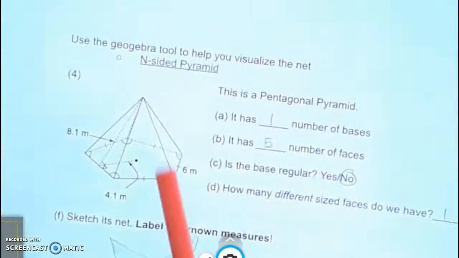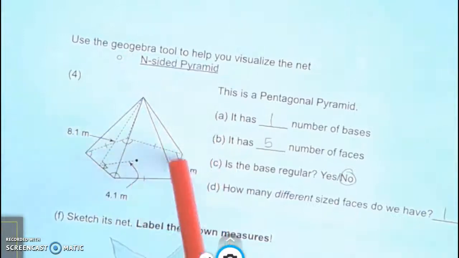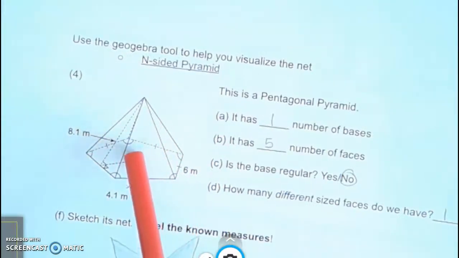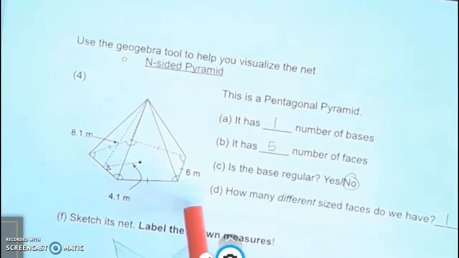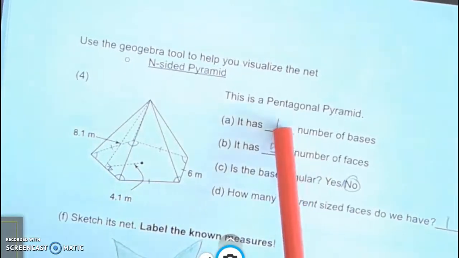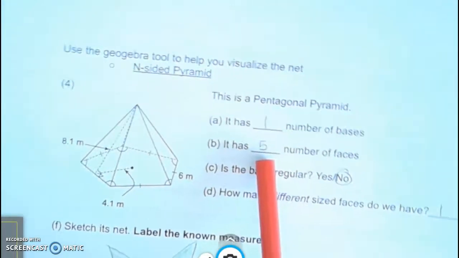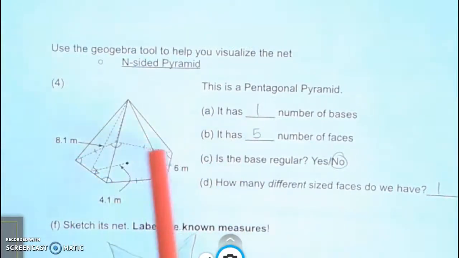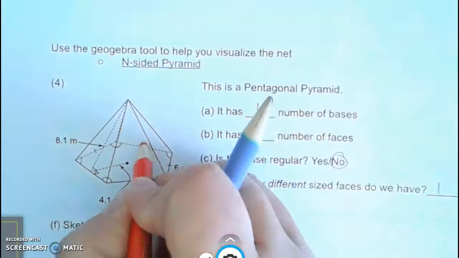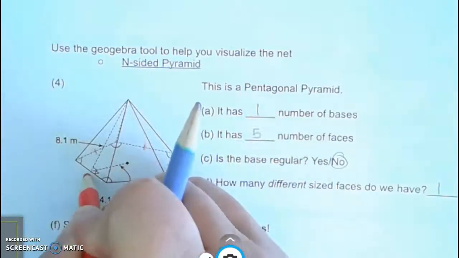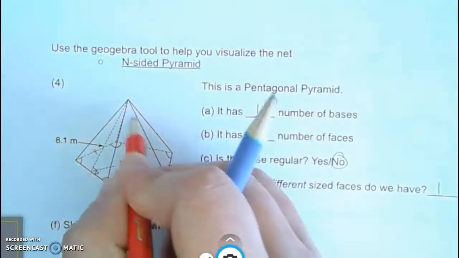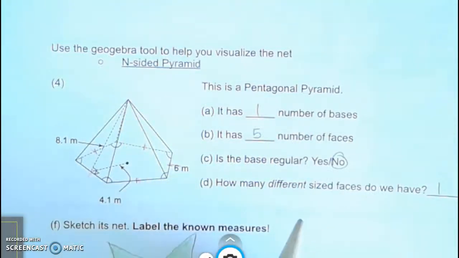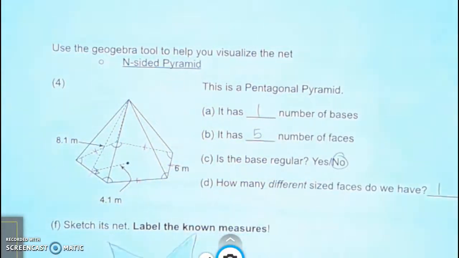It is an n-sided pyramid. How many sides? It's a 5-sided pyramid, so it's a pentagonal pyramid. Okay, so I have 1 base and 5 faces. And because it's a regular pentagon, as indicated by these notches here, I know that each of the triangle faces is going to be congruent, and there will be 5 of them.